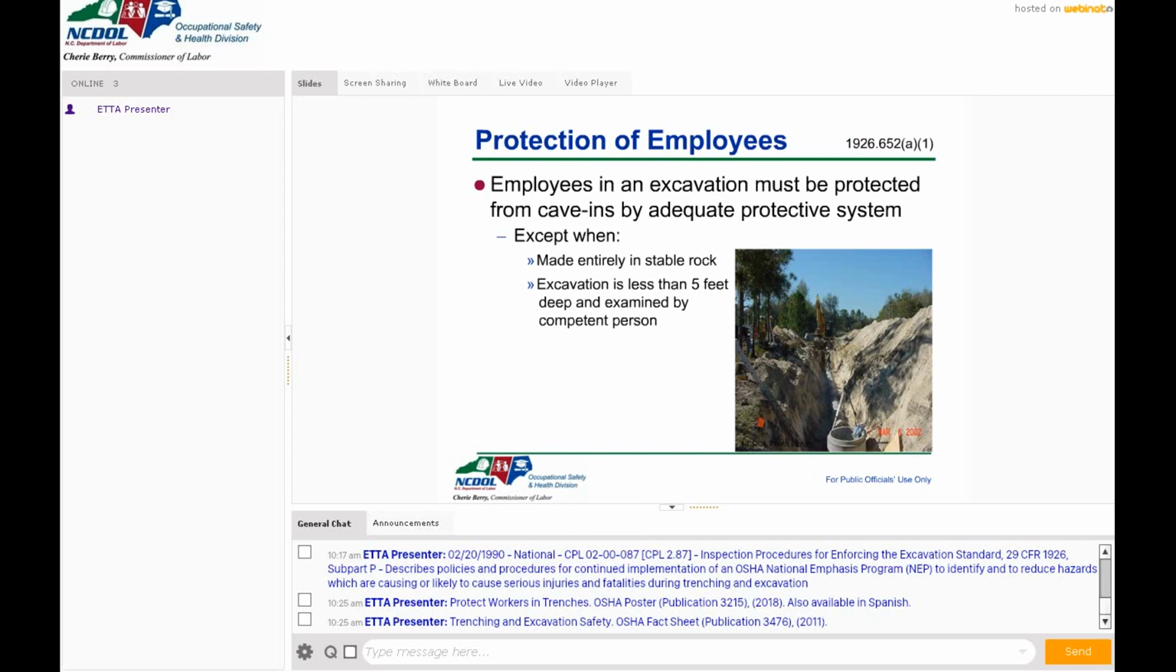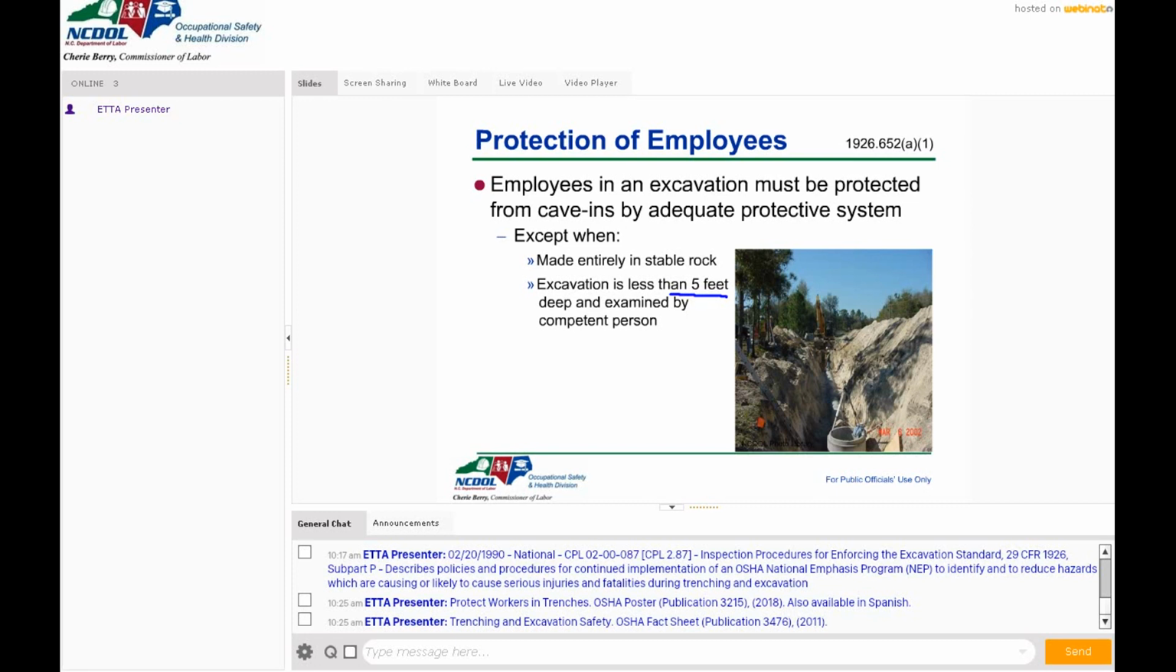Here in the standard, everybody that I've taught in my last 12 and a half years with the state does not realize you must use some kind of protective system at 5 feet or more, and it's got to be approved by a competent person. There's where you run into that situation.